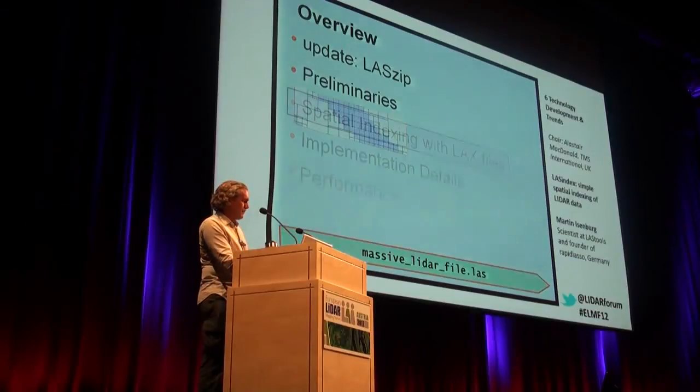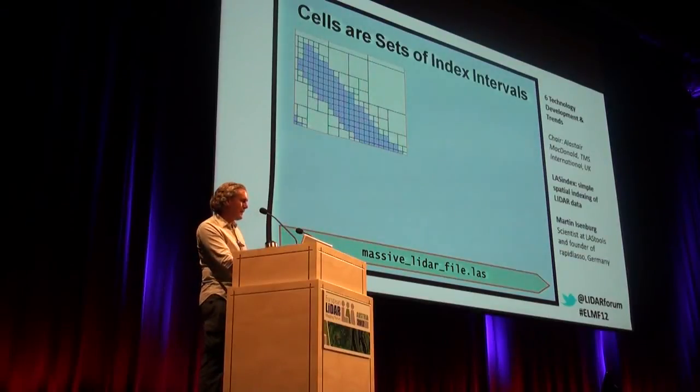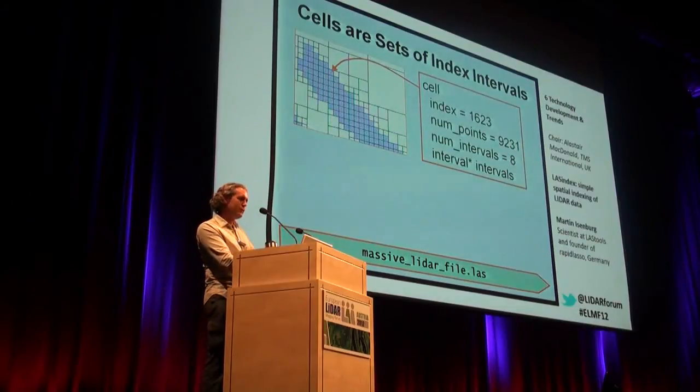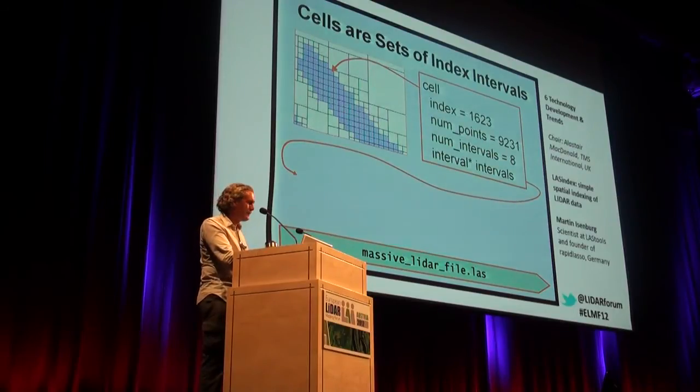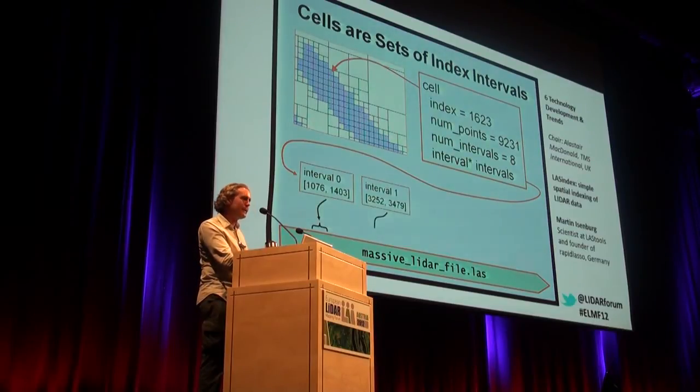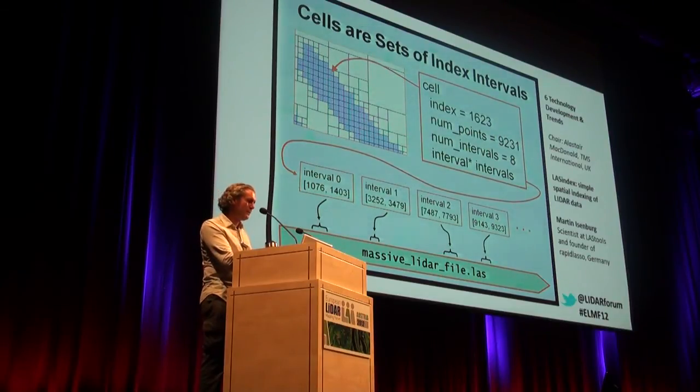Okay, let me give you a little bit more detail. So every cell is a set of index intervals. So all the cells you just saw, they have an index, a quad tree index. They have a number of points that really are inside the cell, and a number of intervals. In this case, I just made up some numbers, 8 intervals, for example. And these intervals basically point into the massive LAS file and say where are the points that I need to load for this particular cell.